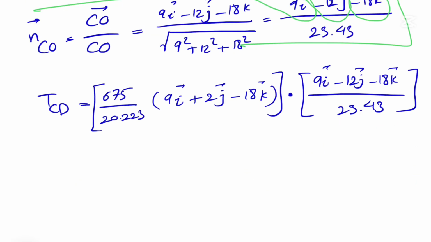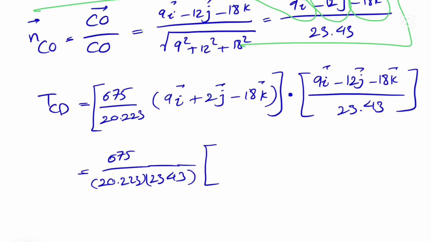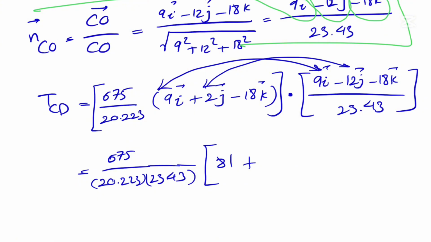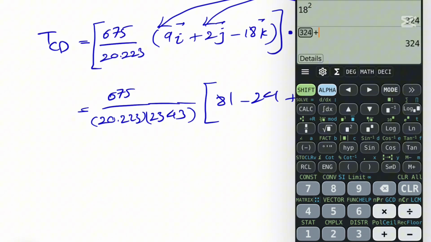I'm going to bring all the constant numbers out. So this will be equal to 675 over 20.223 times 23.43. And what we need to do inside is basically 9 times 9, 81, plus 2 times minus 12, so that's going to be minus 24. And we have 18 times 18, which is going to be 324. So we have 324 plus 81 minus 24. It's going to be 381.